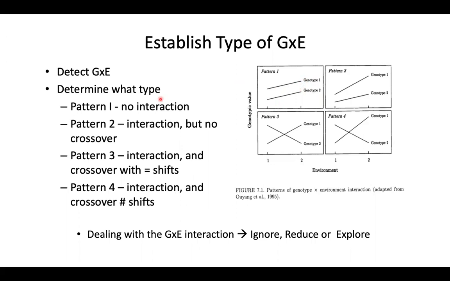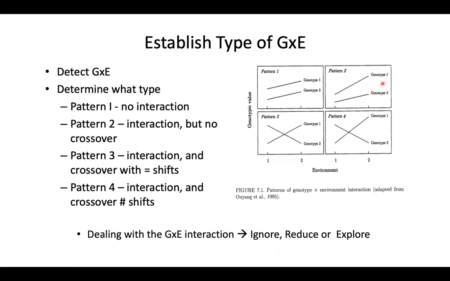But let's say that you have some sort of G by E, but it doesn't have any crossover in it. So genotype 1, although it's more responsive to this environment, maybe because we have more water available, let's say, this genotype is more responsive to good environments.